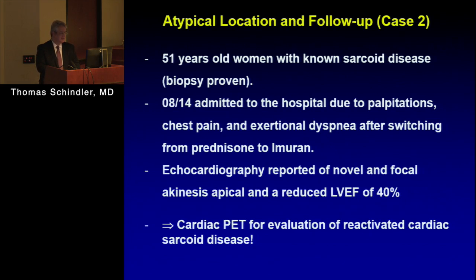Then we have a second case, a 50-year-old woman with known sarcoid disease. She was admitted to the hospital due to palpitation, chest pain, dyspnea after switching from prednisone to Imuran. And echocardiogram reported novel focal akinesis apical.